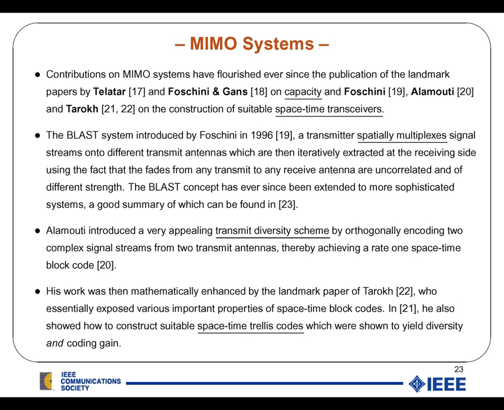MIMO systems in general had been analyzed from a capacity point of view by Telatar first and later by Foschini and Gans, also from an outage point of view, and more practical space-time coding schemes have been proposed by Foschini and Gans. He introduced spatial multiplexing schemes, then Alamouti introduced a very neat low-complexity space-time block coding scheme, which had later been extended by Tarokh et al., who also introduced the concept of space-time trellis codes.